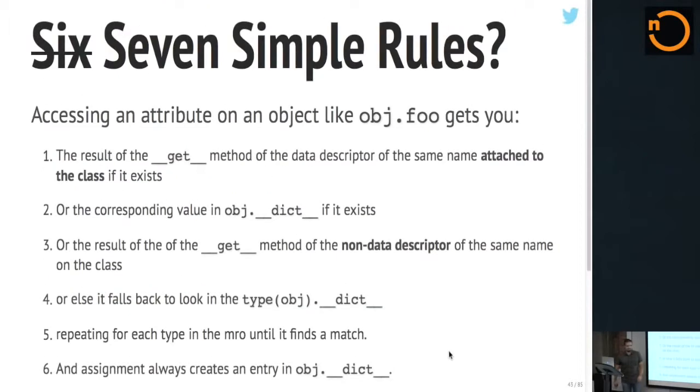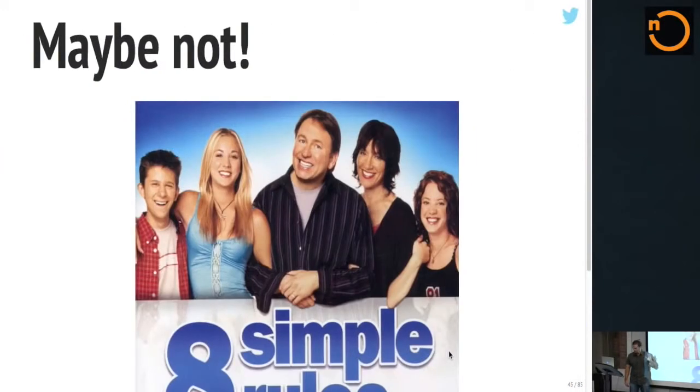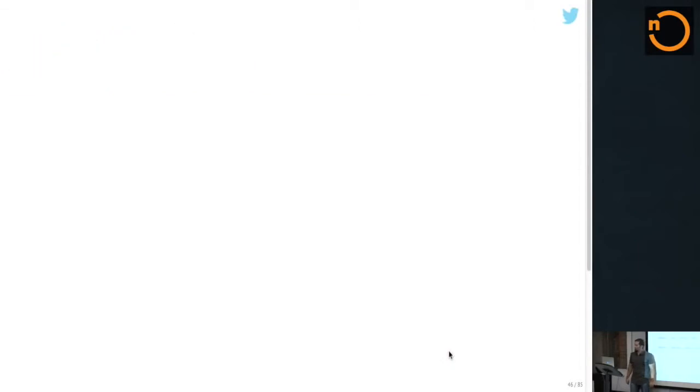Okay, so there's actually 7 things that object.foo could mean, right? This is horrific. No one could possibly understand all this stuff. So many rules, right? It's not that complicated. People do all sorts of really complicated things all the time.